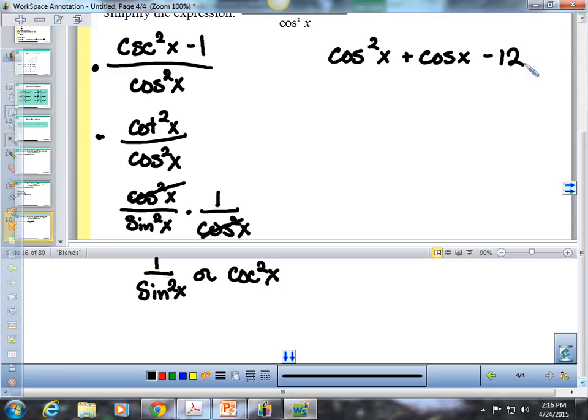What multiplies together to give me cosine squared x? Cosine x and cosine x, right? So I set up my two parentheses. Cosine x, cosine x. Tell me about my signs, please. They're one of each, right? One's got to be plus, one's got to be minus. All right. What are the factors of 12? 1 and 12, 2 and 6, 3 and 4. Which pair is going to subtract to a positive 1? Positive 4, negative 3.